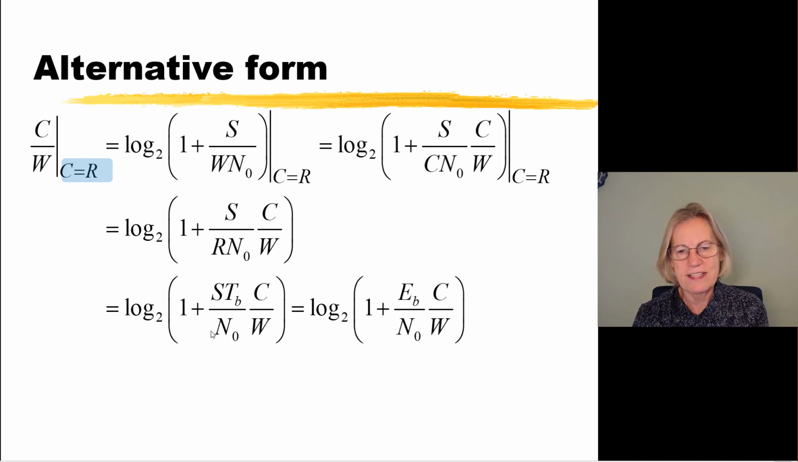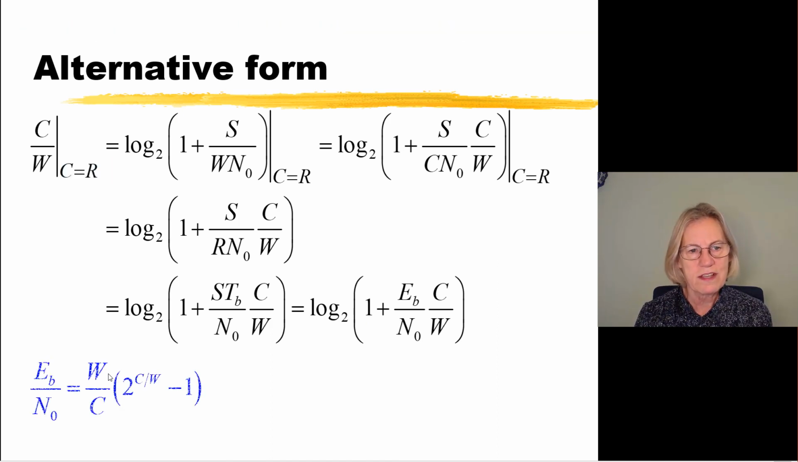And so what I recognize is that the energy per bit is just given by this product of the signal power times the bit interval. And so now I've got Eb over N0, which is independent of the occupied bandwidth. And I have C over W on this side of the equation, C over W on this side of the equation, and now I'm going to solve for C over W. And this will make much clearer what the dependency is.